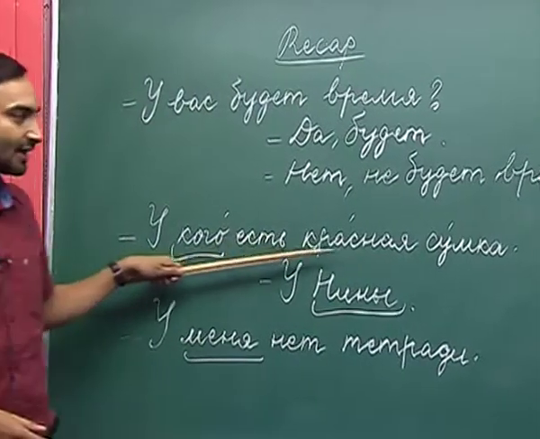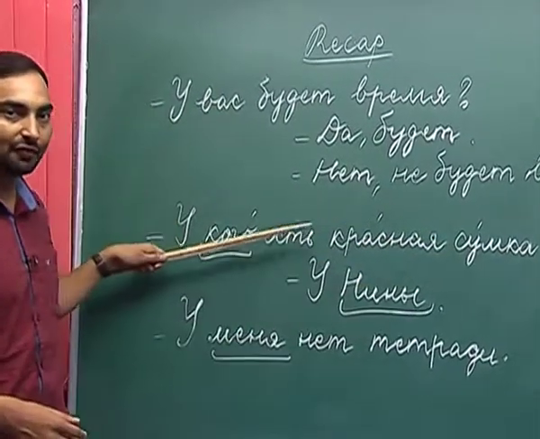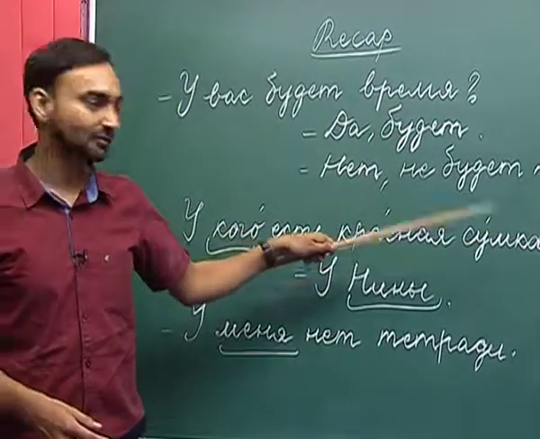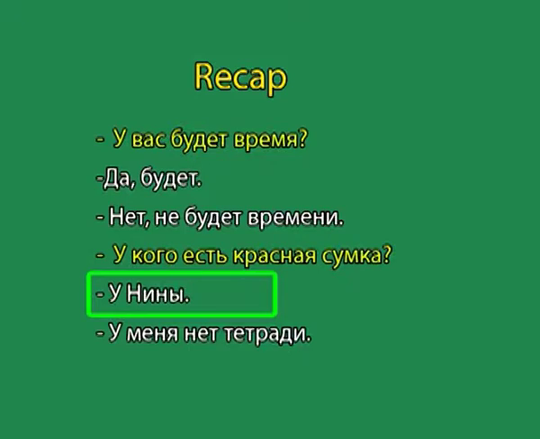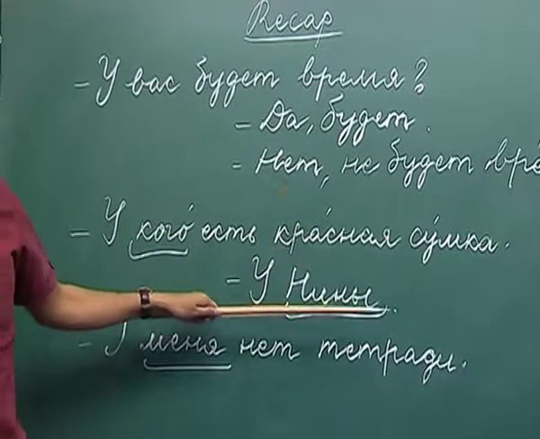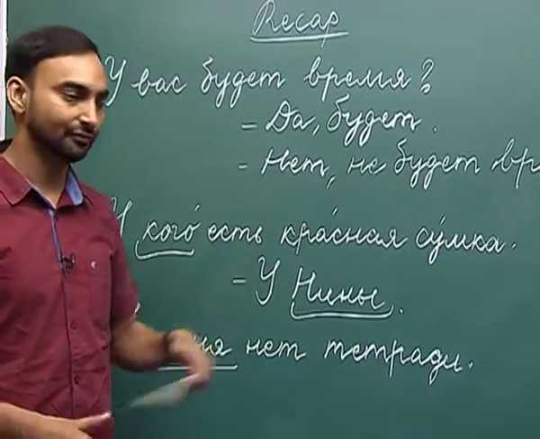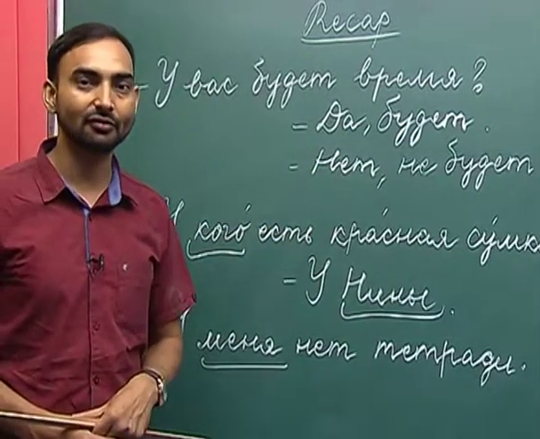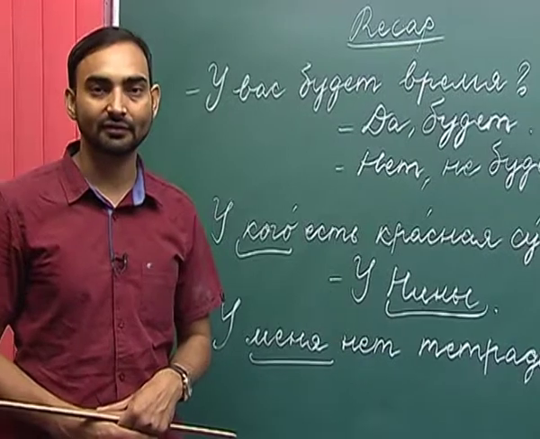У кого есть красная сумка? Who has got a red bag? У Нины. Nina has got a red bag. So, Nina has become Nini. So, A has been replaced with I. So, this was about the declension of singular nouns in the genitive case.